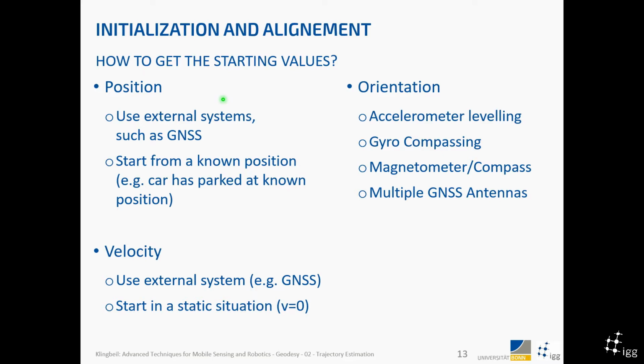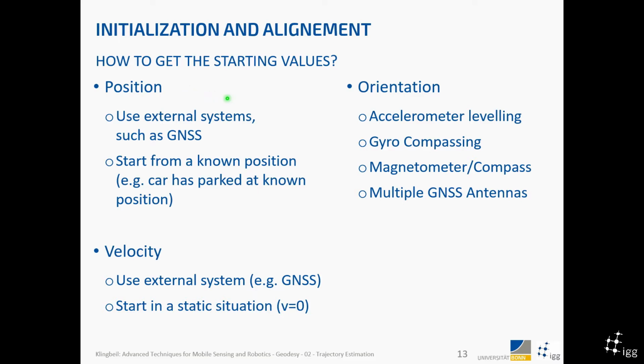Now that we know how to calculate or update position and orientation using inertial sensors, we can talk about an important point for strap-down integration, which is initialization and alignment. The problem is, because we always calculate a new position based on an old position, or a new orientation based on an old orientation, we need to know what the starting values are.